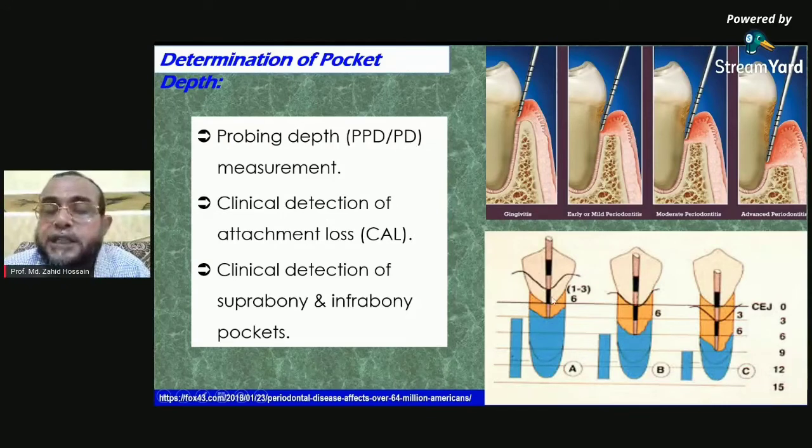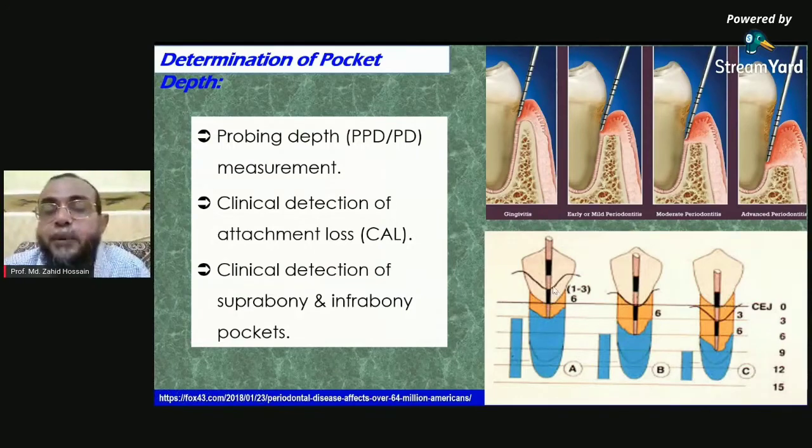So if this is 6 millimeter, you know the normal depth is up to 3 millimeter. So you have to deduct it. 6 minus 3 equals 3 millimeter, which is the clinical attachment loss for this tooth. It means the gingiva still covers the cementoenamel junction. You cannot see the cementoenamel junction. There is no visible recession.